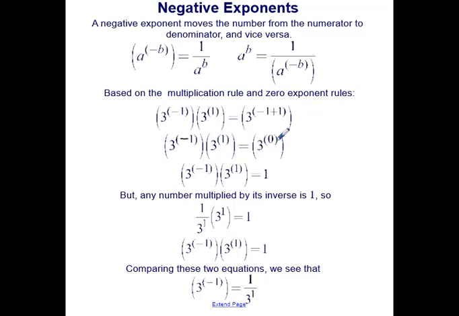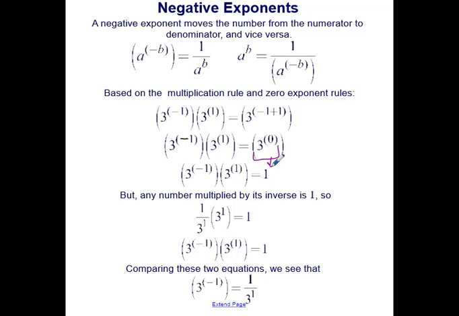Well, using our zero exponent rule, we know any non-zero base raised to the 0 power is equal to 1. So we can change 3 to the 0 to equal 1. So 3 to the negative 1 times 3 to the positive 1 is equal to the number 1 itself.